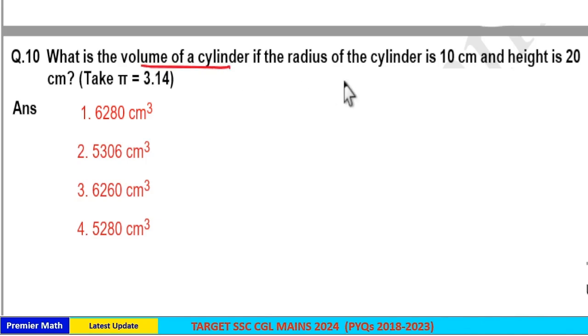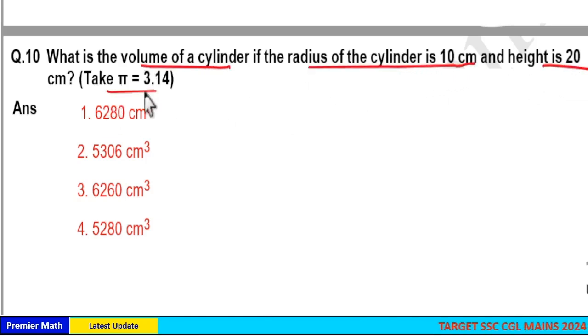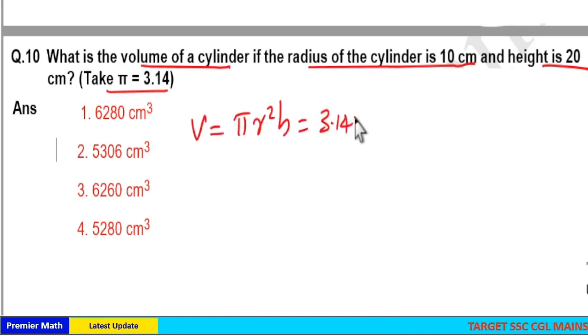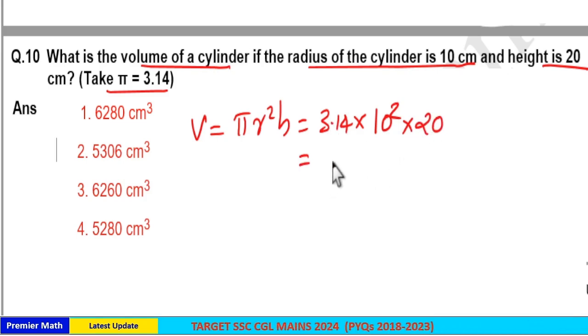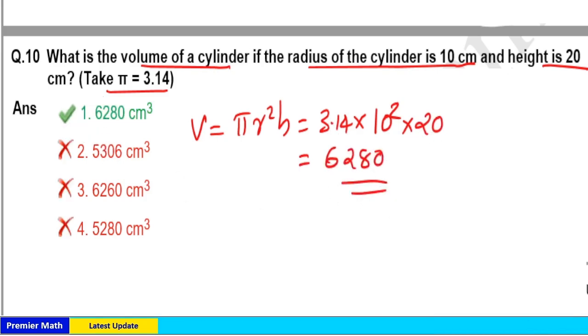What is the volume of cylinder? If the radius of cylinder is 10 cm and height is 20 cm, take pi as 3.14. So volume of cylinder is equal to pi r square h, which is equal to 3.14 into radius is 10, so 10 square into height is 20. Now this is equal to 314 into 20, which is equal to 6280. Option 1 is your answer.